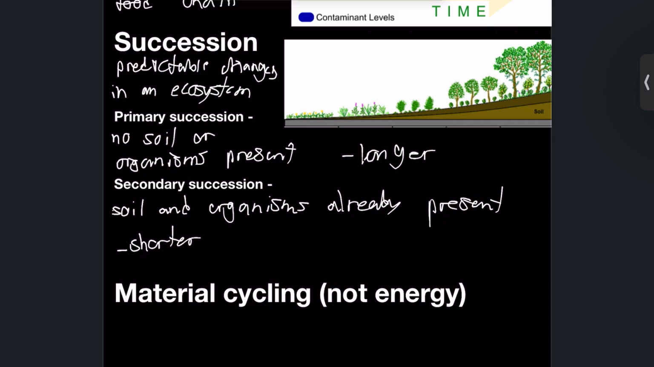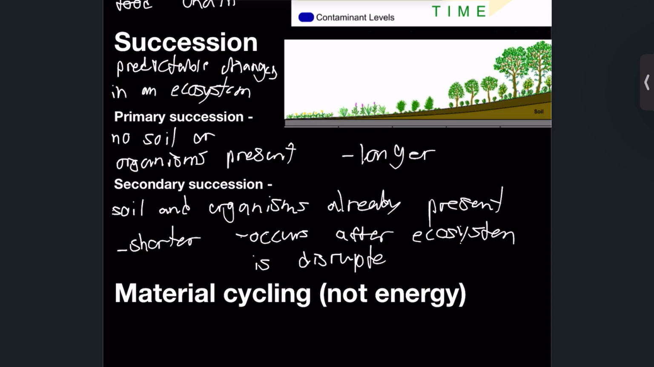And you want to know why this occurs? It's because it's after the ecosystem is disrupted. So for example, if you have a natural disaster like a flood or a forest fire or deforestation that destroys various parts of the ecosystem, it's obviously not going to destroy all the soil and every organism possible, but it will largely damage it, and then this is when secondary succession would occur. Or if you have something that humans have left behind, like a city that you abandon, over time it will continue to regrow.